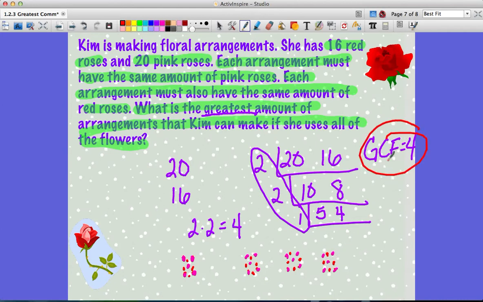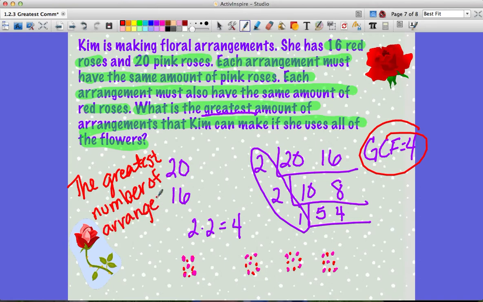So the answer in this case is 4. Now, if the question asked what would the arrangements look like, you would have to tell me that each arrangement would have 5 pink roses and 4 red roses. But in this case, our answer would be the greatest number of arrangements, because we want to use complete sentences: the greatest number of arrangements Kim can make is 4.